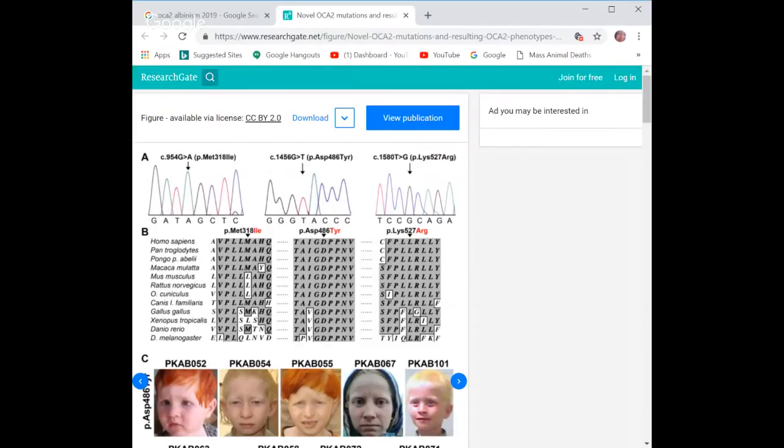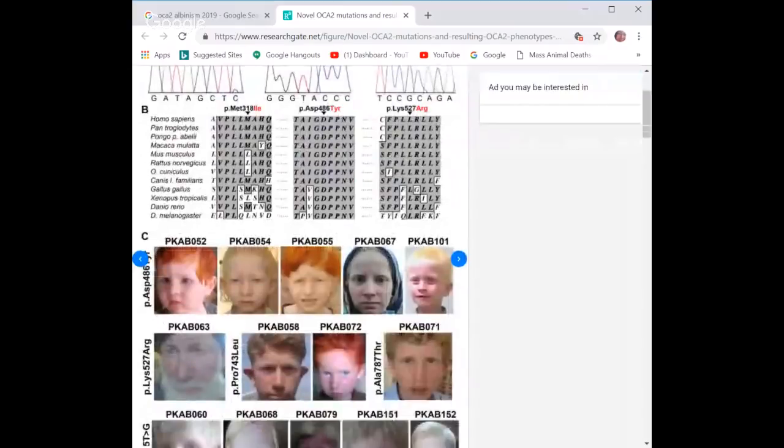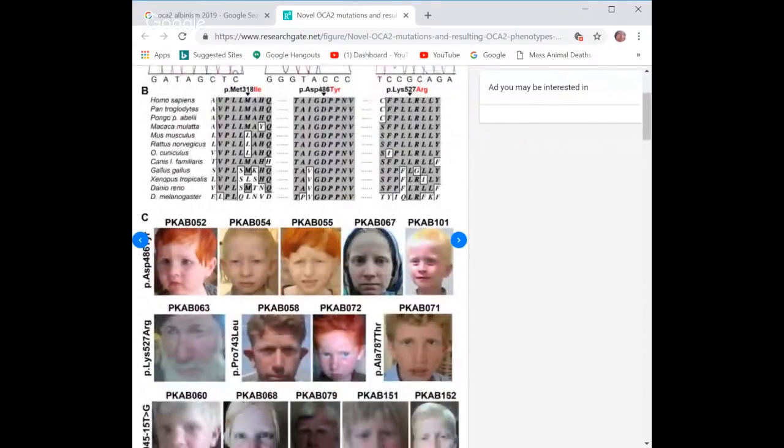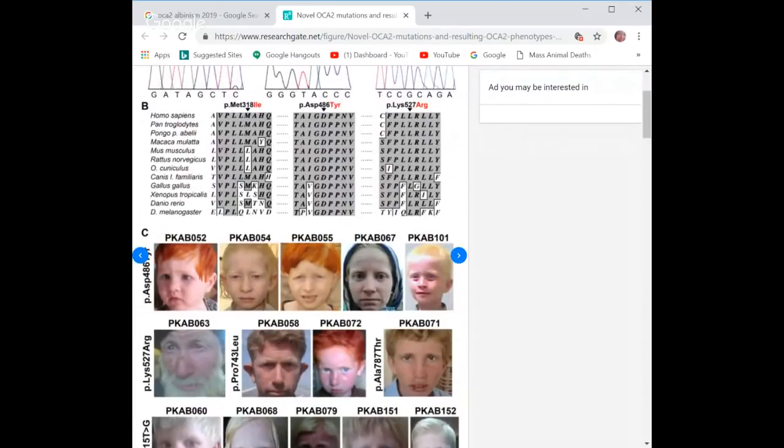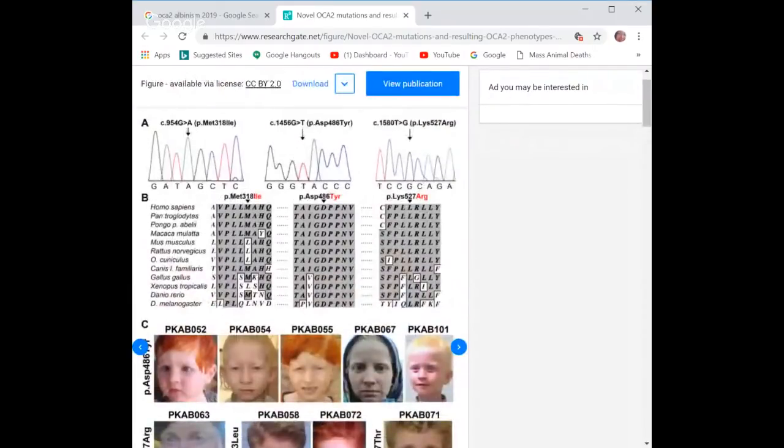So here's how they break down some of the genes responsible for albinism, and they have it grouped. They have people grouped into different pairs. Oh, they did mass spec on some of the proteins, and they've broken down the amino acids that are responsible.